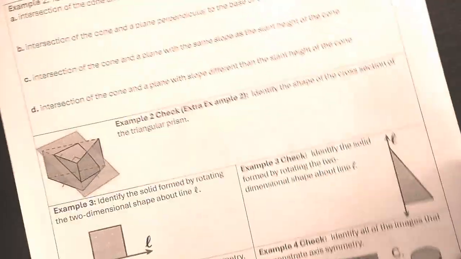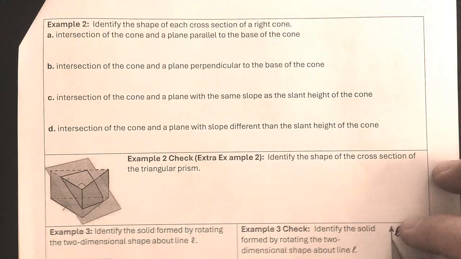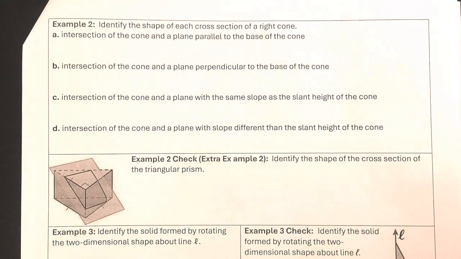Flip over. All right, example 2. We skipped this in class. I'm going to try to do this. I kind of had a hard time, and I'm thinking it was just me, but I'm going to double check. So, example 2, identify the shape of the cross-section of a right cone. All right, so we have a right cone. So let's just draw.